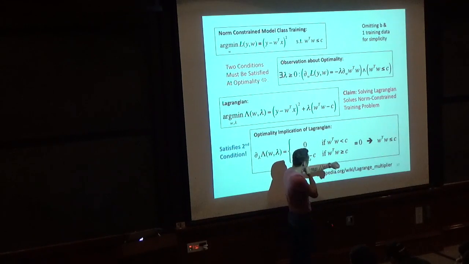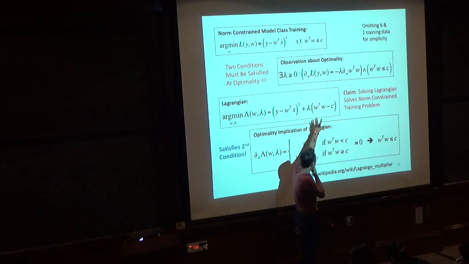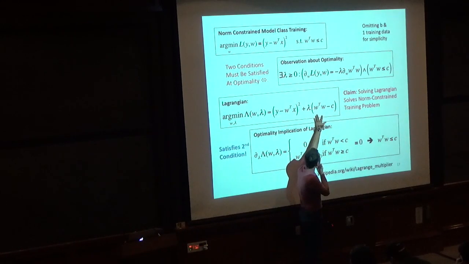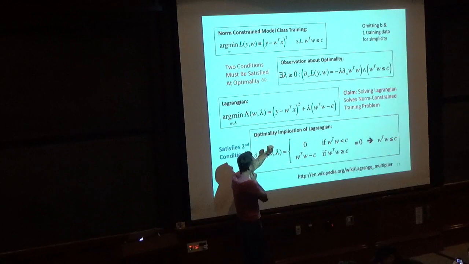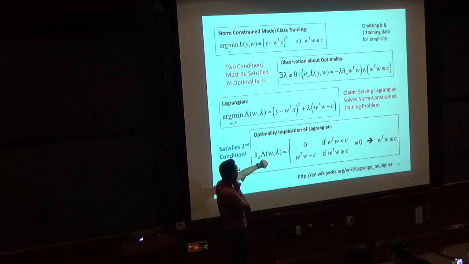I'm trying to think of the best way to explain this. So if lambda is constrained to be non-negative, then what happens is that if W transpose W is greater than C, then this is positive, and if negative, then lambda has to increase because we're doing gradient descent. I may have skipped a step. I apologize in this slide.